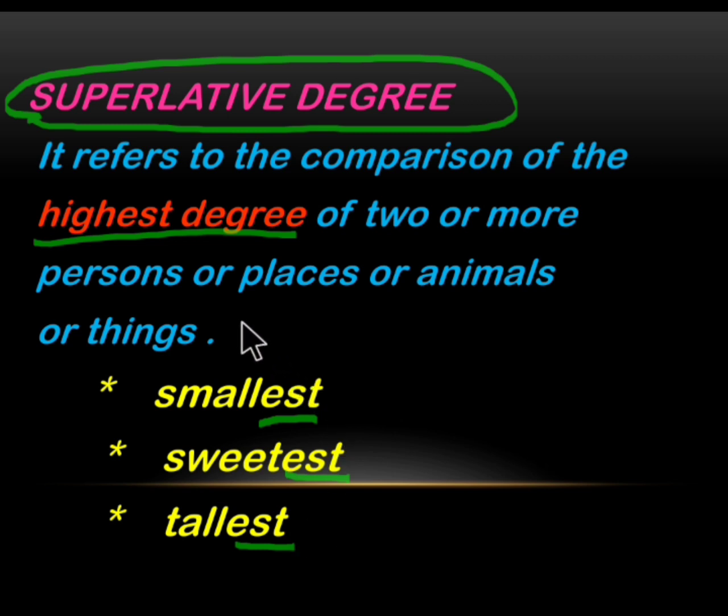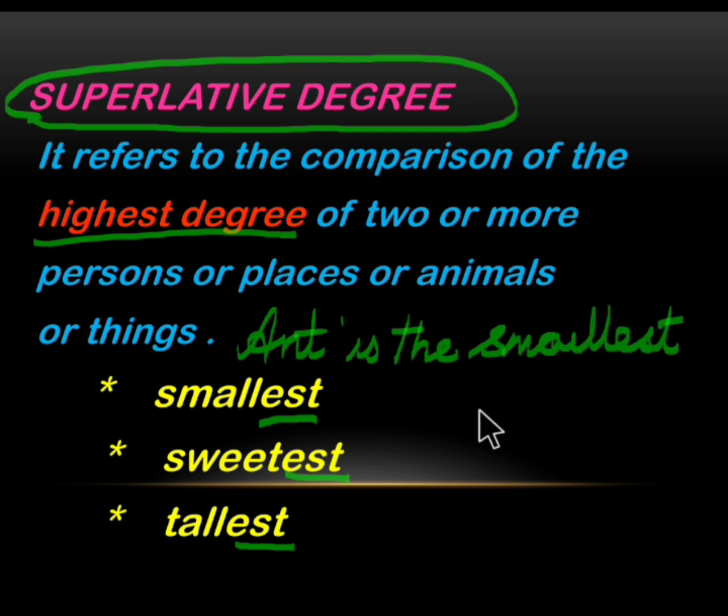For example, ant is the smallest insect. So we have this EST form. It gives the highest degree of comparison.